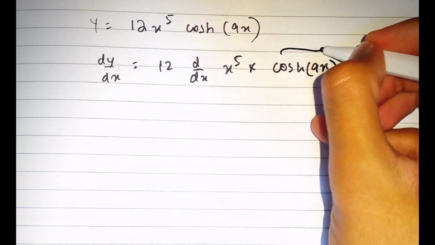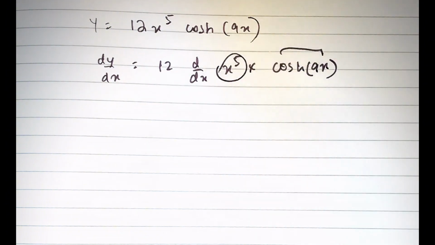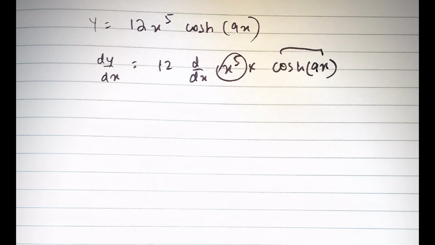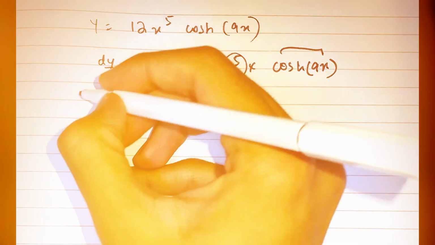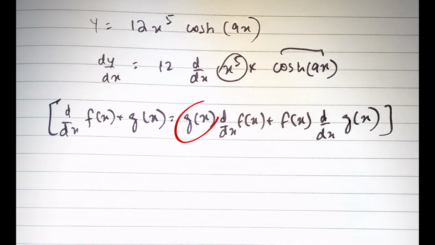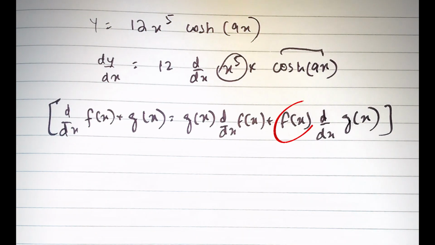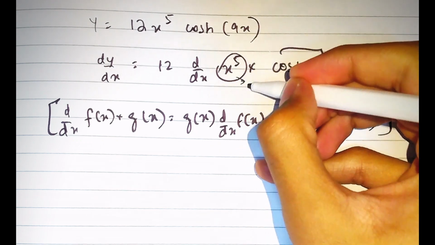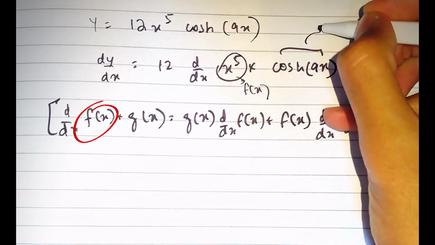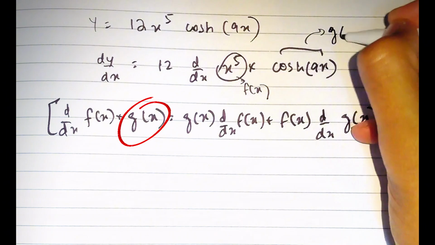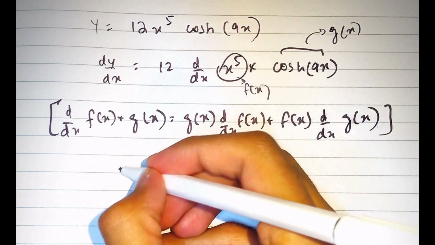Now cosh 9x is a hyperbolic function and x^5 is an algebraic function, so we have two different types of functions. When we have two different types of functions, we can use the product theorem. So this is the product theorem: the second function as it is times the derivative of the first function, plus the first function as it is times the derivative of the second function. In my situation, x^5 is f(x), the first function, and cosh 9x is g(x), the second function. So we can simply find the derivative now.